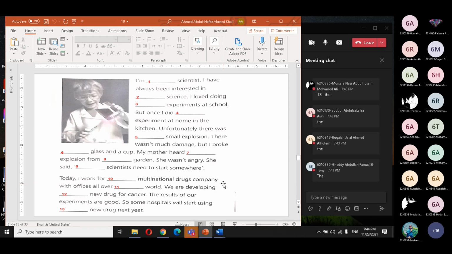There wasn't much damage, but I broke glass and a cup. Glass, this is the first time we mention the word glass. So we use a if it is the first time, a glass. My mother heard explosion. Explosion, this is not the first time because it's here. So this is the second time. If it is the second time, we use the explosion from garden. We are not talking about any garden. If we say she heard the explosion from the garden, so we all know that she is talking about the garden of their house. So it's specific, محددة هنا يبقى the garden.